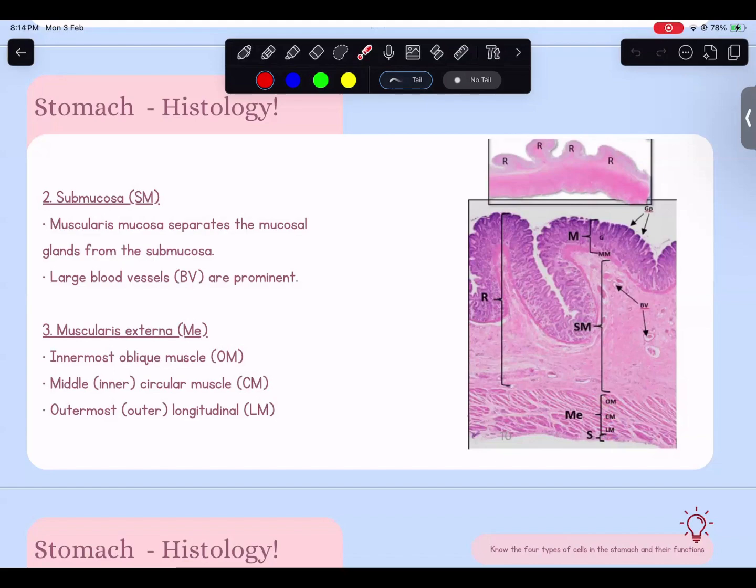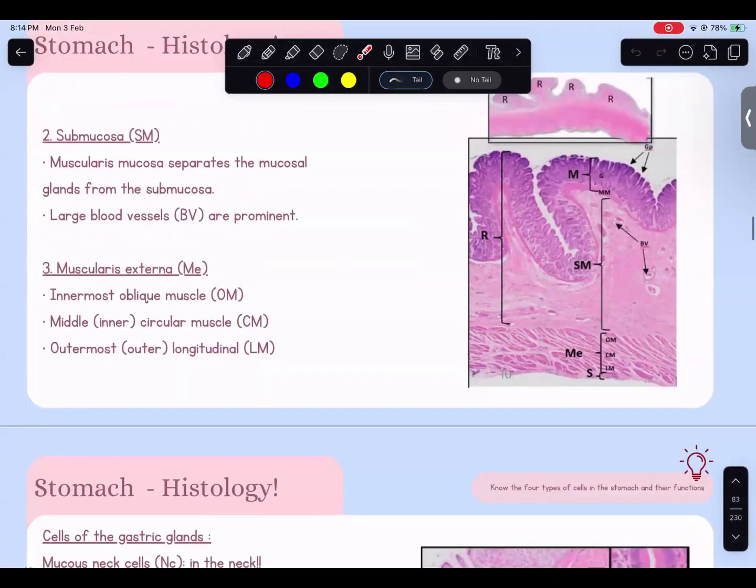Okay, these are the blood vessels, by the way. So in the submucosa, you're just going to see the blood vessels. There are going to be no glands.